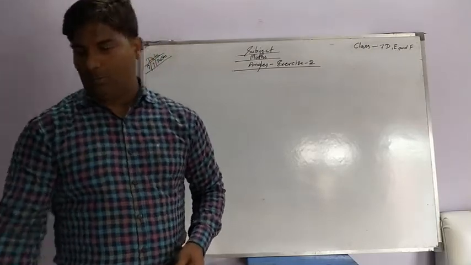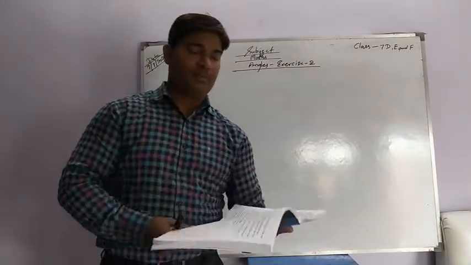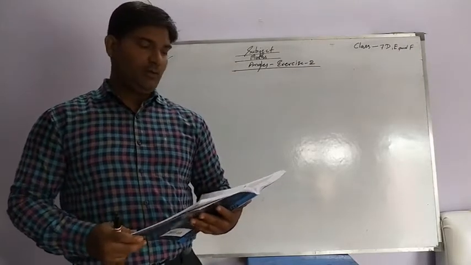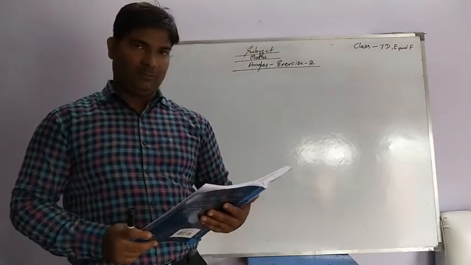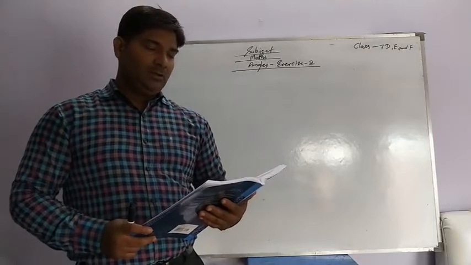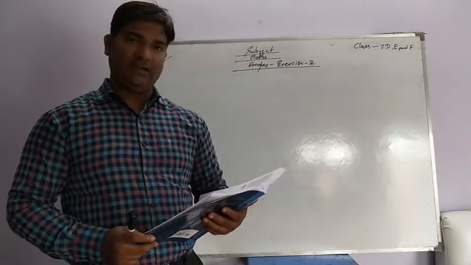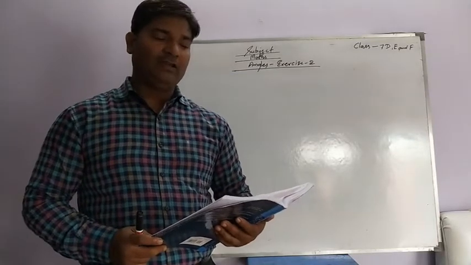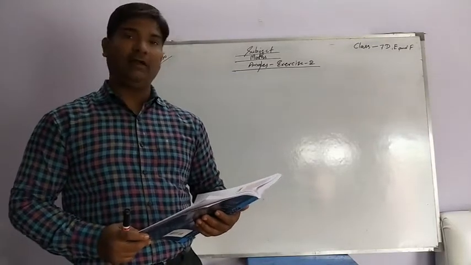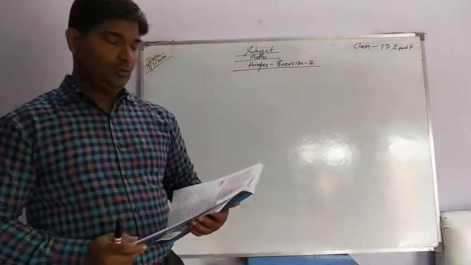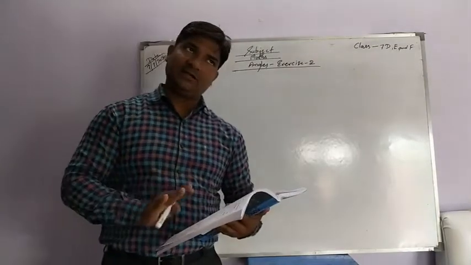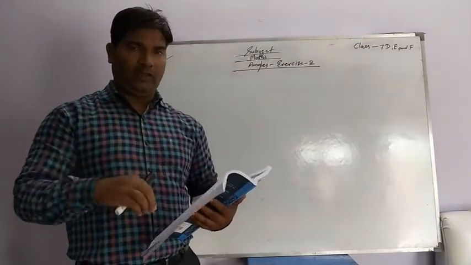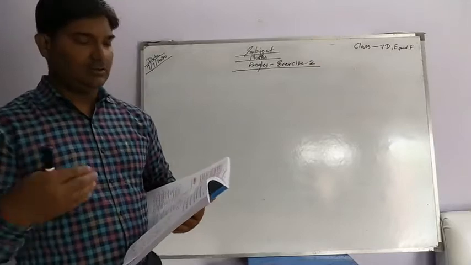Open your book at page G13 and question number 8, the first question of this one: the sum of two adjacent angles is 110 degrees. If one of them is 40 less than the other, find the angles. Look here, the sum of two adjacent angles is given, and it is also given that one angle is 40 less than the other angle.